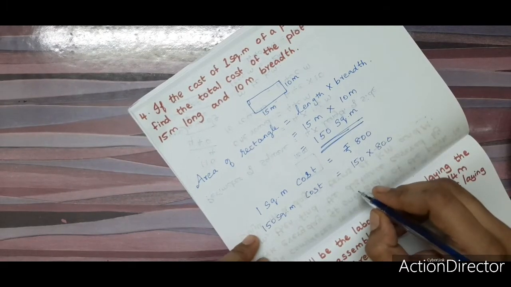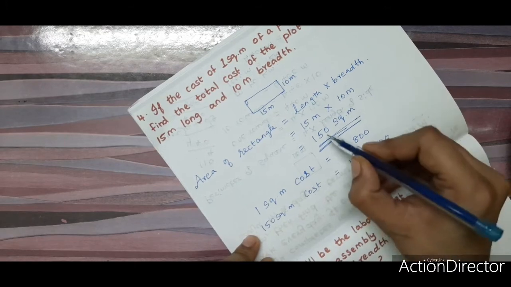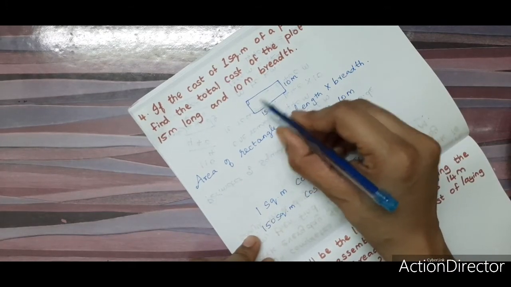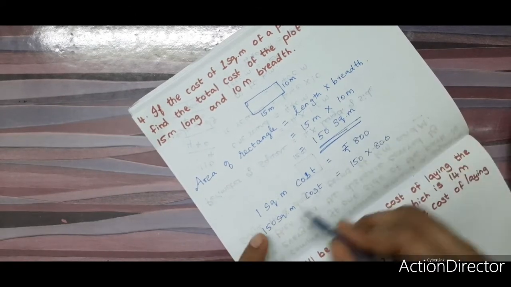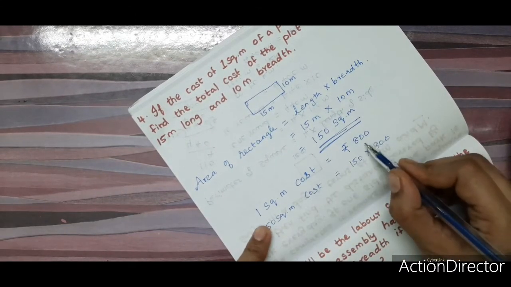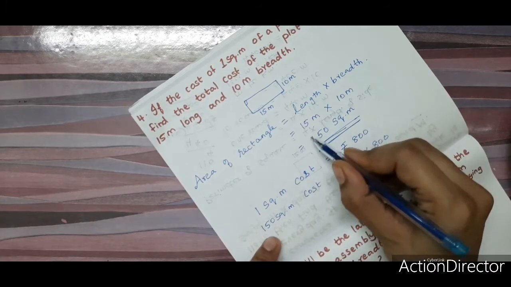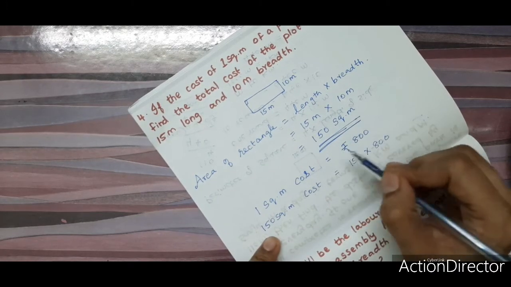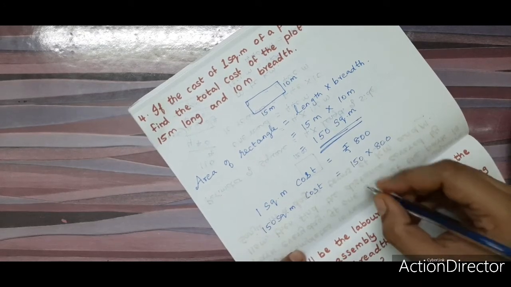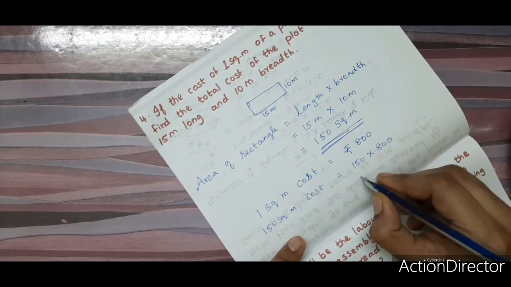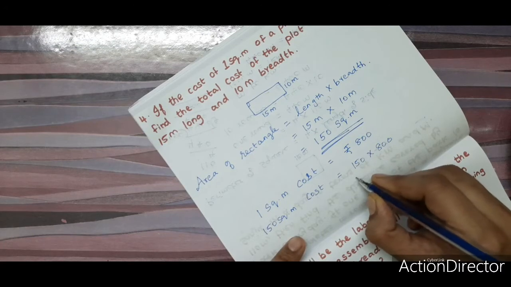You understand, the full area of the rectangle is 150 square meter. Here the cost of 1 square meter is 800 rupees. So the total cost of 150 square meter is 150 into 800. If you multiply 150 into 800, what will we get?